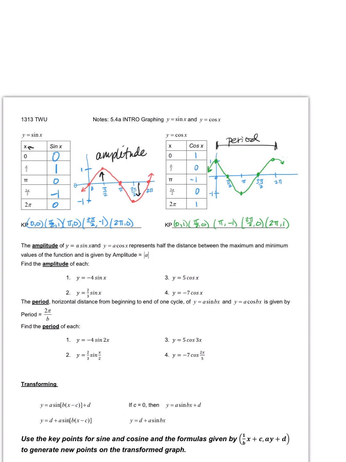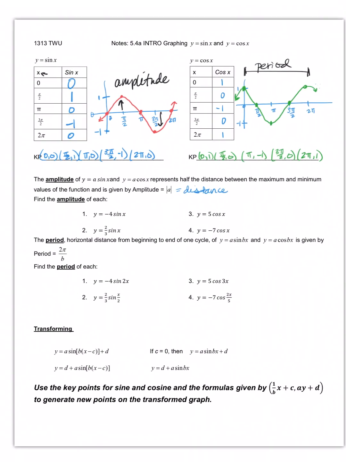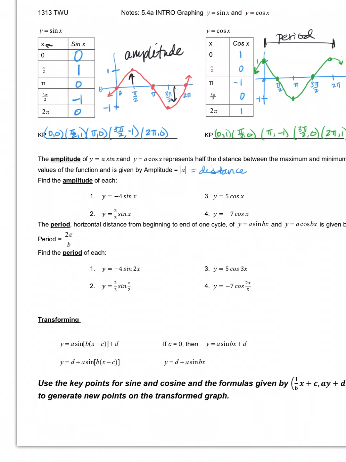All right, so here we go. The amplitude of y equals a sine x and y equals a cosine x represents half the distance between the max and the minimum. So it's the distance from the midline. The values of the function are given by amplitude. Notice it's the absolute value of a, and why is that? Because it's a distance. It's not going to be negative.